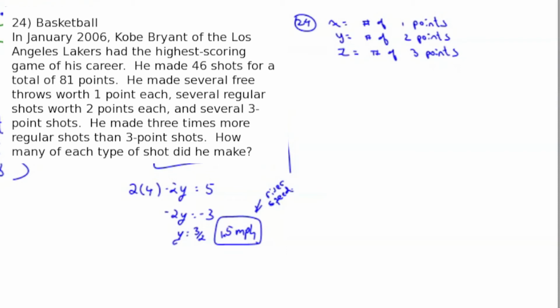What do I know about how many shots he took? He took 46. So what's the first equation? X plus Y plus Z, the number of shots, must equal 46. What else do I know? He scored 81 points. So how do you figure out how many points he scored?